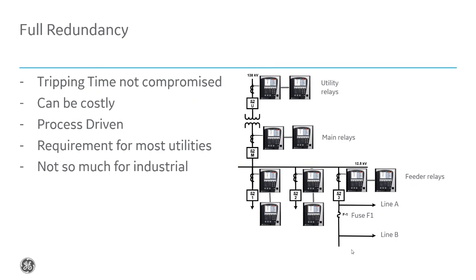Now, if you want full redundancy, you don't want a single relay going down to take out your process, or take out protection for your process. And of course, it's process driven. So if the process is very important, if it's making you a lot of money, you want to be able to have reliability in that process. So you might have 2 relays. Full redundancy is a requirement for most utilities I've dealt with, not so much for industrial. Again, for industrial it's more process driven, so the economics of scale comes into the equation.